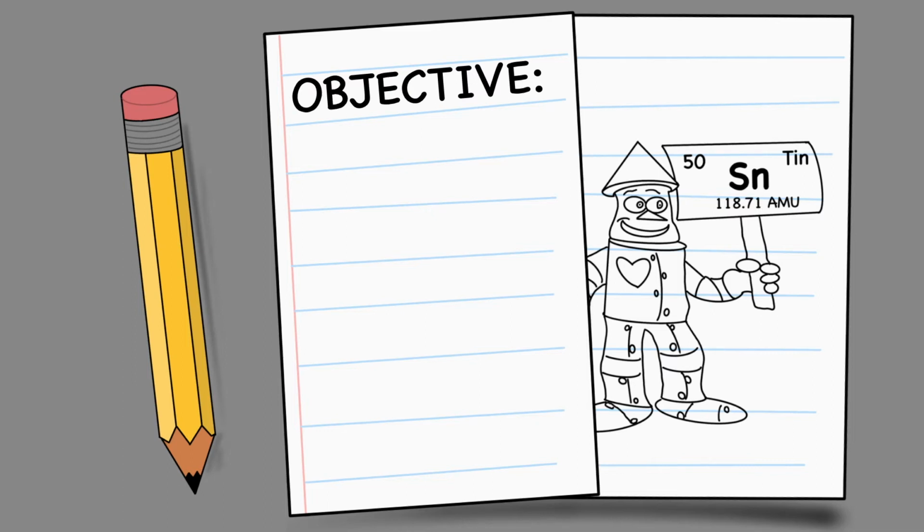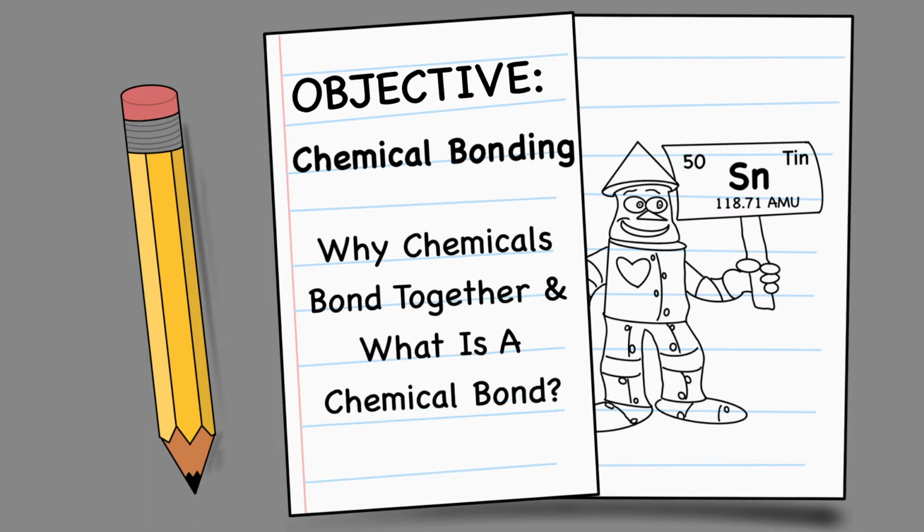This is going to be our third video in Unit 4 of Molecular Structure. Today we're going to talk about chemical bonding. If I'm rolling out an objective for this video, I want us to be able to understand why chemicals bond together and what a chemical bond is. So in saying that, let's dive into where we're going today.